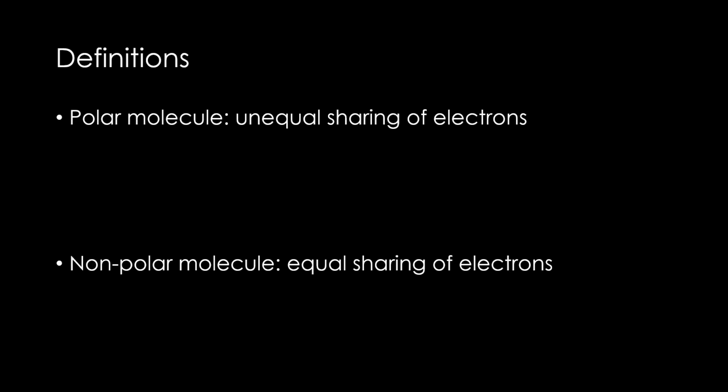In the first video, we defined polar and nonpolar molecules. A polar molecule occurs when there is unequal sharing of electrons in a bond. This occurs when one element forming a bond is more electronegative than the other. The more electronegative atom, which is chlorine in this example, will have a partial negative charge because the electrons are more attracted to it, while the less electronegative atom, hydrogen, will have a partial positive charge.